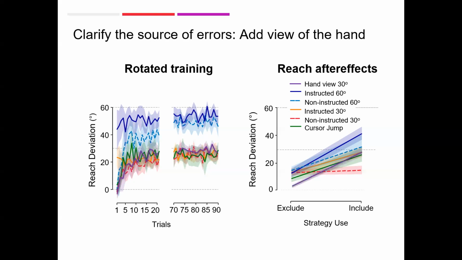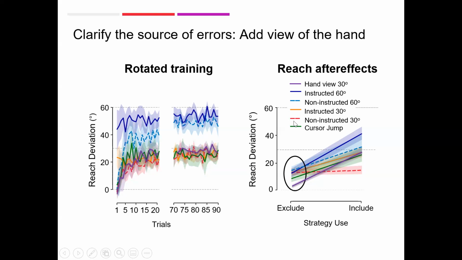When we look at the reach aftereffects, you can see here that even in the hand view, it's much smaller, but they show a significant reach aftereffect. So they even show some persistent deviation in the reaches in this condition, although it's far smaller. And it's the only condition I know where they show such a reduction in the reach aftereffects. And of course, they were able to include the strategy when asked.